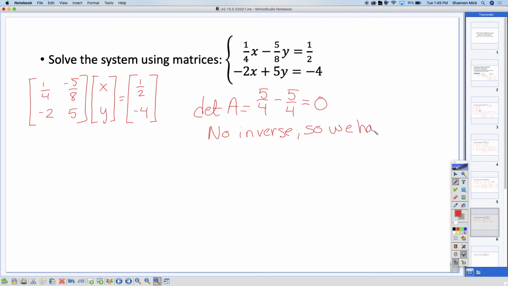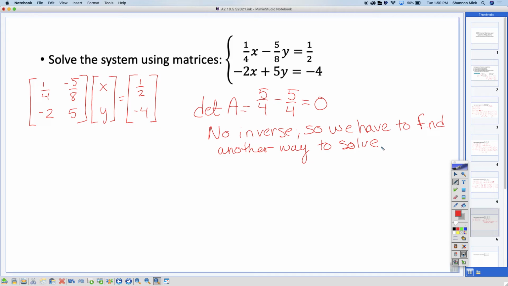So we have to find another way to solve. Let's do Gaussian elimination. You guys up for it? Why do we have to solve it? There's no inverse. That doesn't mean there's no solution. It means there's no inverse. So I can't use this method, but I could do Gaussian elimination.